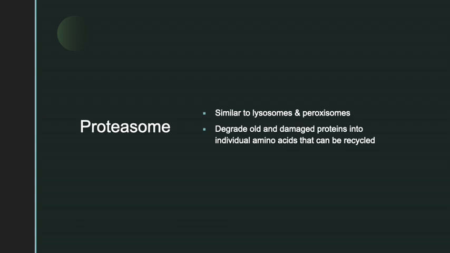And then finally, our proteasomes. Proteasomes work like a little recycling center. So they're still going to work like that lysosome and peroxisome, but they're going to break down your old proteins, and they're going to recycle those individual amino acids. This is really important because some of those amino acids can be hard to get from our diet. So we want to make sure that we're able to utilize them fully and just recycle them to make a new protein.